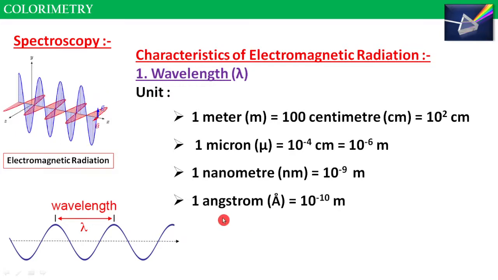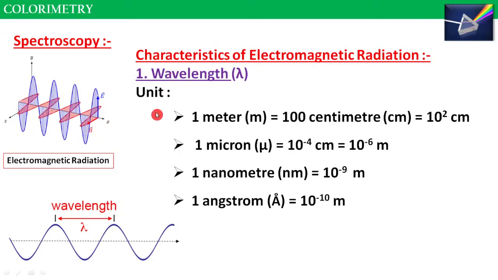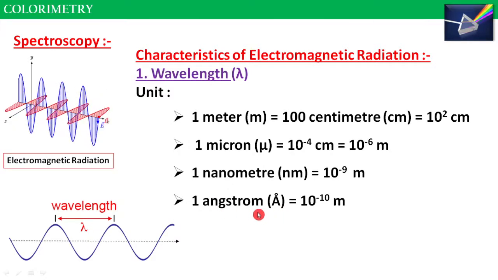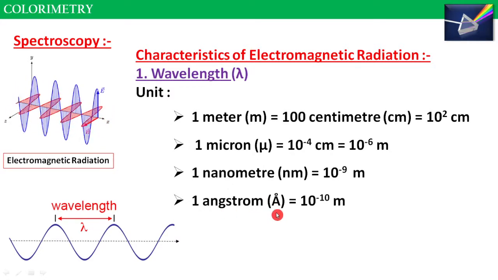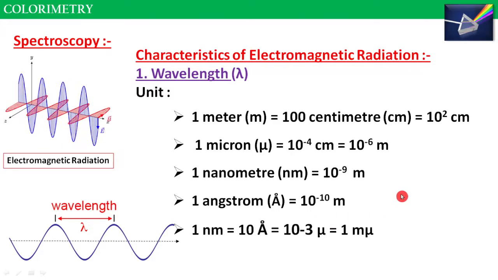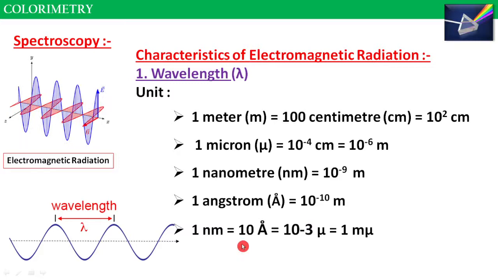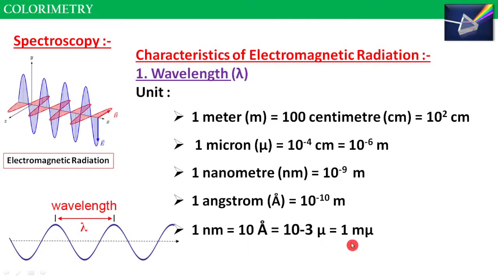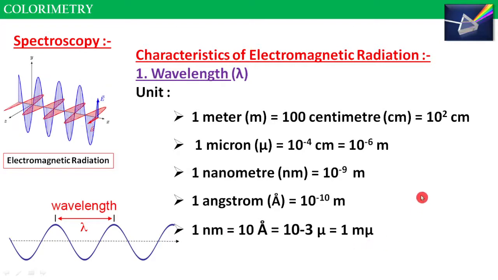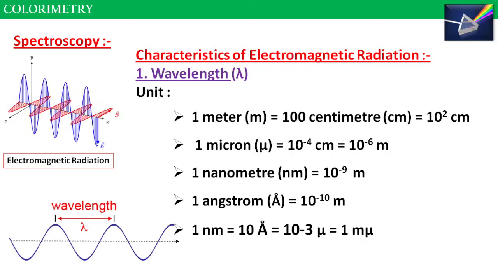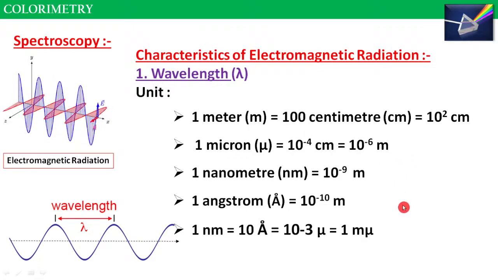1 angstrom, this is the famous unit of wavelength. So generally wavelength is expressed in nanometer or angstrom units. So 1 angstrom, symbol A0, is equal to 10 raised to minus 10 meter. Next, 1 nanometer is equal to 10 angstrom, which is equal to 10 raised to minus 3 micron, which is equal to 1 millimicron. So these are the different ways of expressing wavelength in different units.